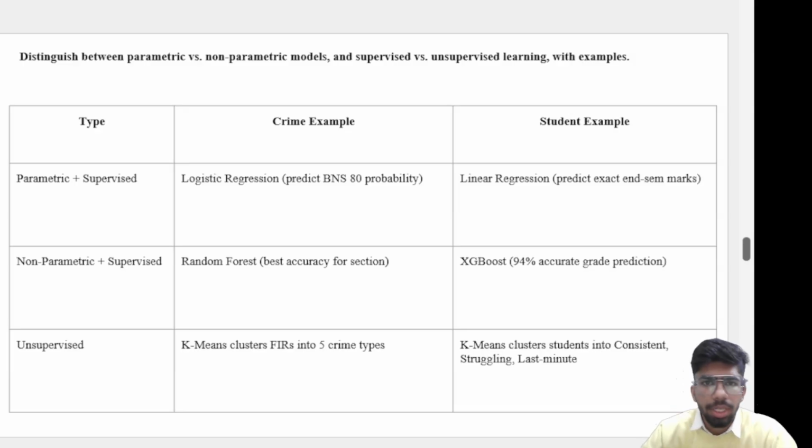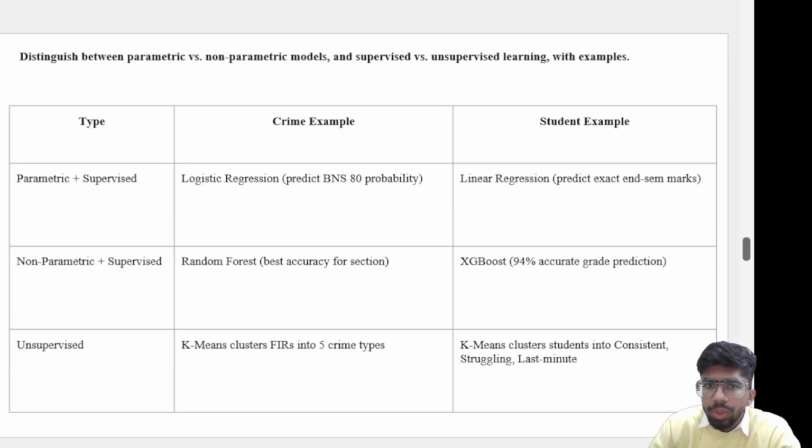So, parametric plus supervised. Parametric models assume a fixed mathematical form. They learn a limited set of parameters, for example, coefficients in regression. They work well when relationships in data are simple and well defined. Crime example: on my slide, I have shown logistic regression being used to predict the probability of BNS 80 dowry death. This is supervised learning because we already know the target label, which section applies.